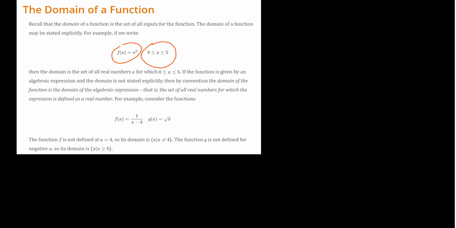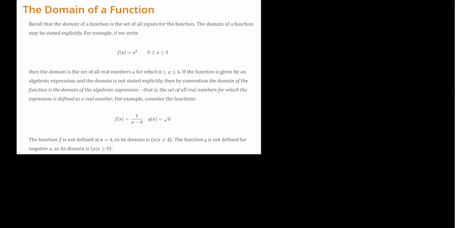If the function is given by an algebraic expression and the domain is not stated explicitly, then by convention the domain of the function is the set of all real numbers. So if you are not given a domain for the equation, like this, then it's presumed that the domain is all real numbers. We've seen this equation. There is no domain given, so the presumption is that the domain is all real numbers. What I mean by that is that I'm allowed to use every single possible number you can imagine.